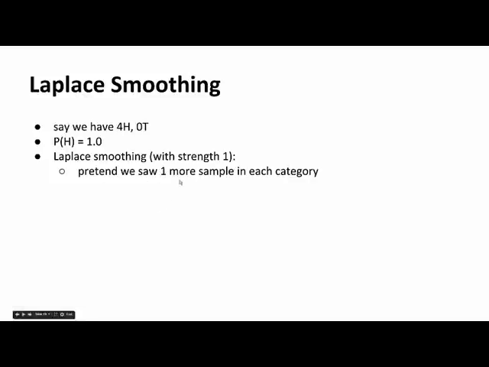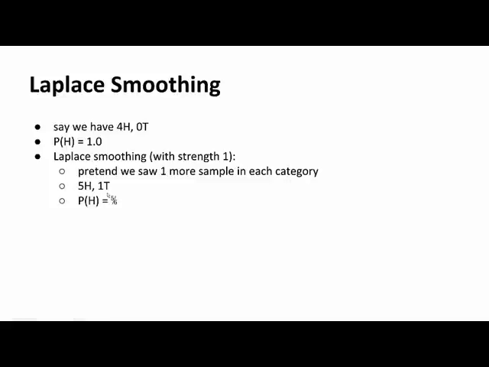Now, if we pretended that we saw one more in each category, then instead of having 4 and 0, we have 5 and 1. And now our estimation looks more smooth, right? So now our estimation for heads is going to be 5/6 instead of 1. So now we've eliminated the zeros from our probability model, and that's a good thing. And then going off of this, if we had Laplace smoothing with a strength of 2, that would just mean that we saw 2 more in each category, so these numbers would be 6 and 2, and so on.